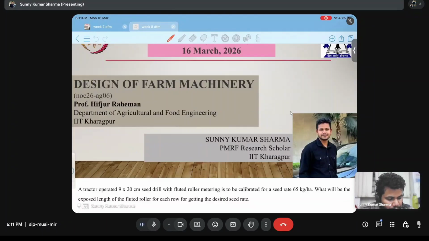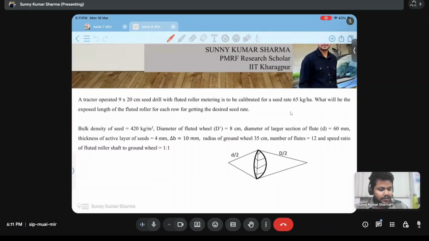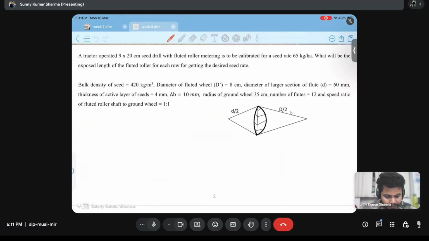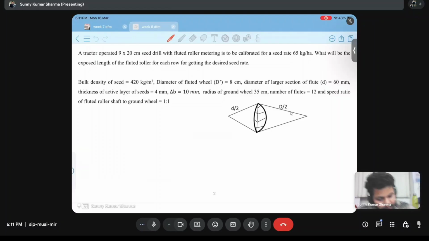Grades. We will start this discussion with one new problem from last week. A cluster of protein attached to the 20 centimeter with rooted blood nucleus is to be calibrated for a stick. What will be the exposed length of the protein donor for getting the protein? We need to find the exposed length of rooted donor for getting the desired stick.